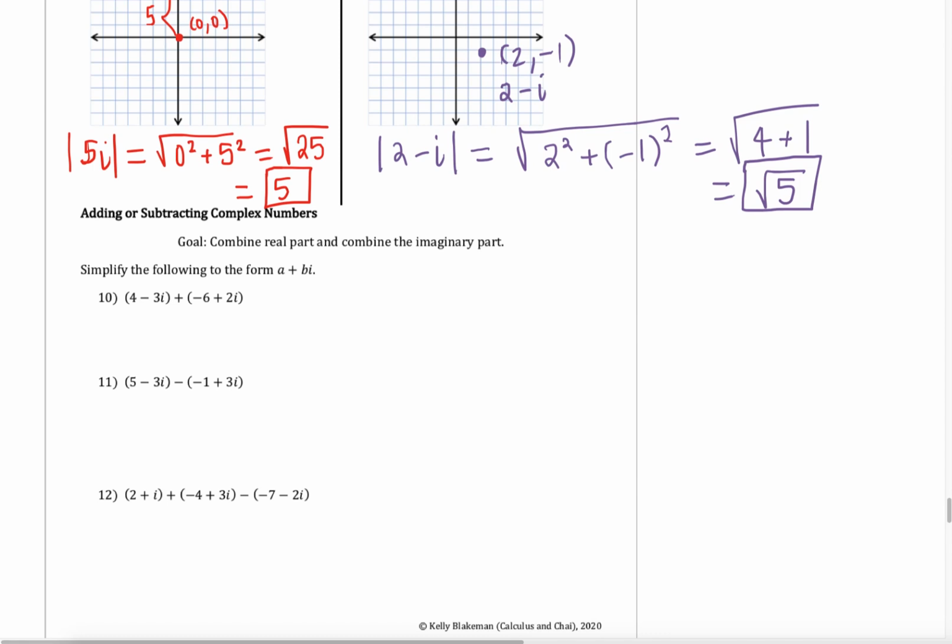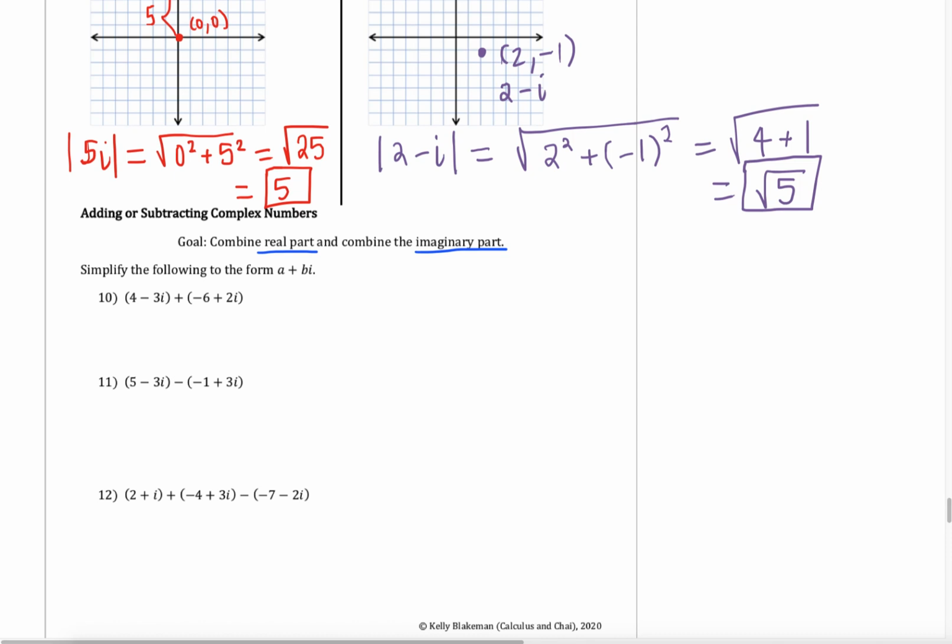Well, just like we would do for any other types of terms that we're trying to combine, our goal is going to be to combine our like terms, which means I want to combine any real parts and I want to combine any imaginary parts together. So our goal here is to simplify the following all to the form a plus bi. Let's look at example 10.